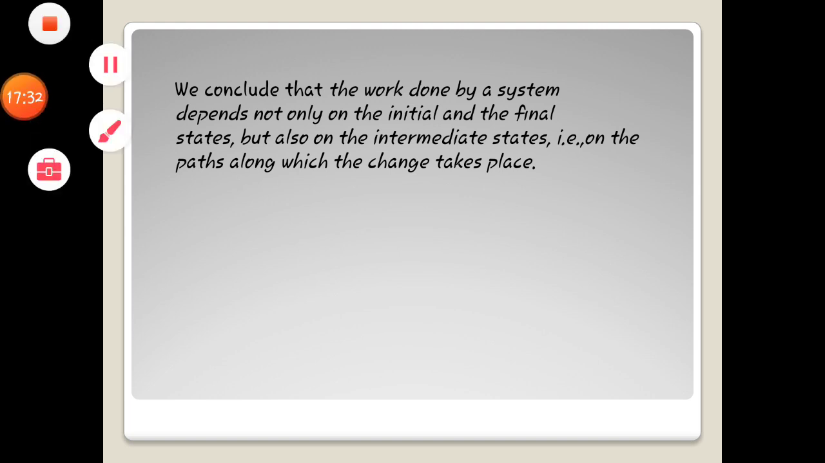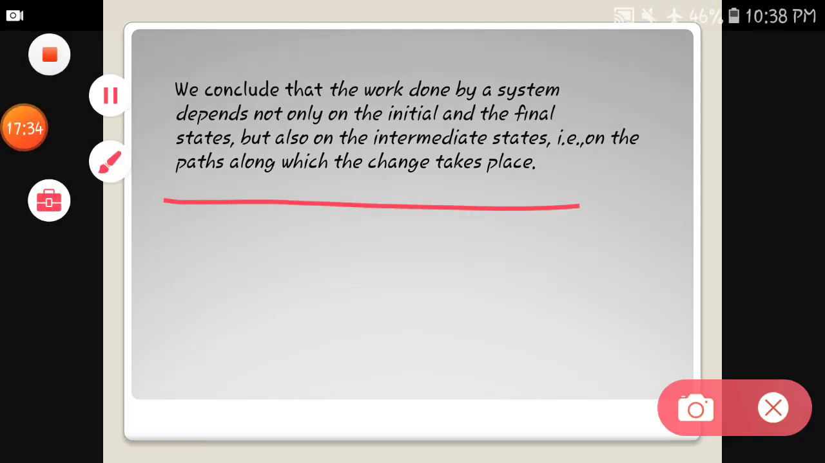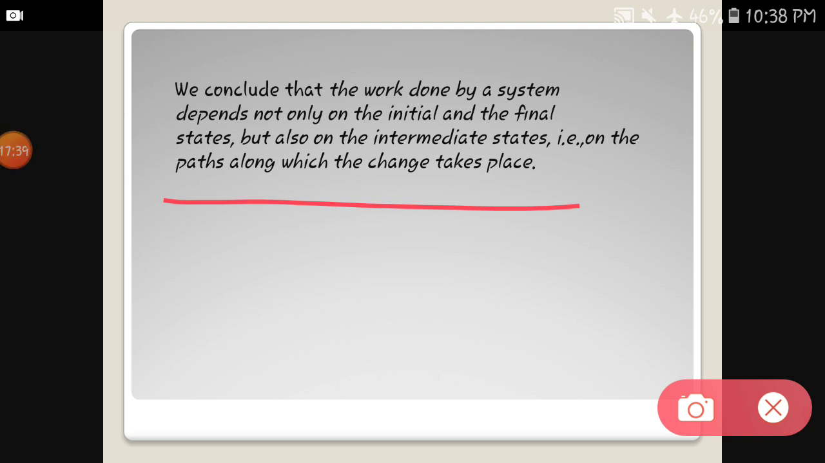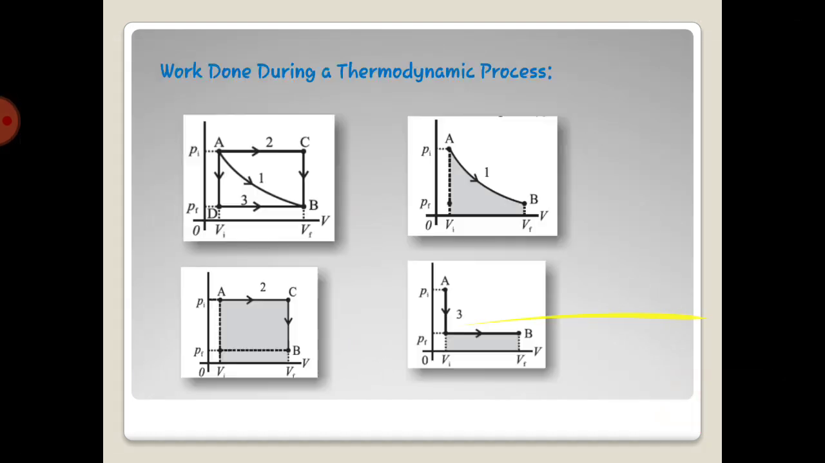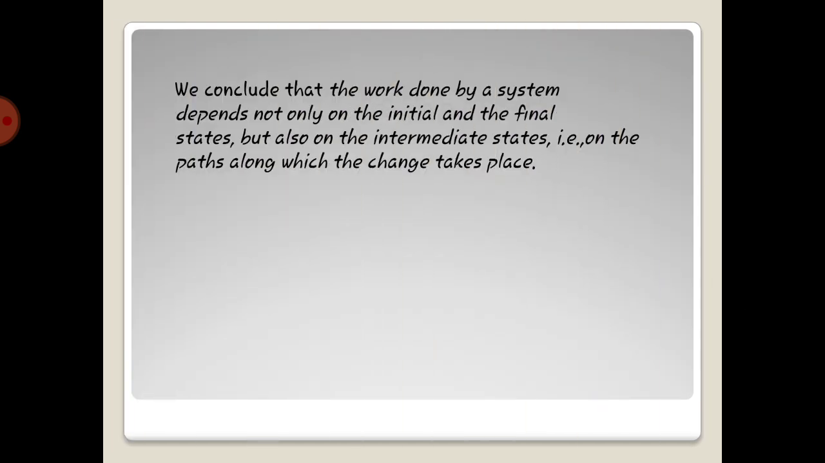So this is the main thing that we have to learn in this. Work done not only depends on the initial and final state, it does depend on the path which is followed by it. Okay, so you can conclude from these three diagrams that work done is different in all the three cases. So it depends on the path. Okay, so this is all about the work done.